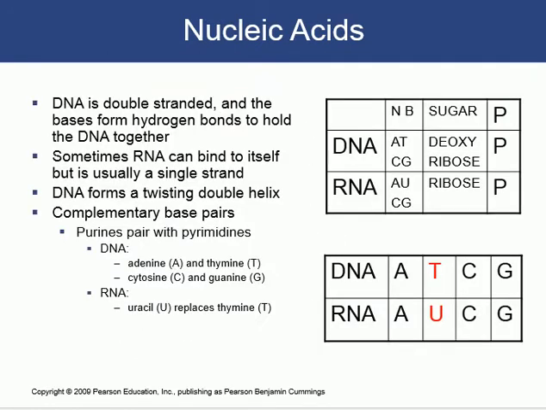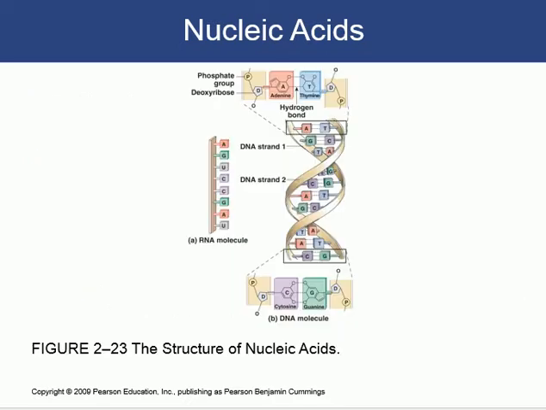This table is important, this one here, and this. Those two tables are important to differentiate between DNA and RNA regarding the sugar and regarding the bases. Okay?